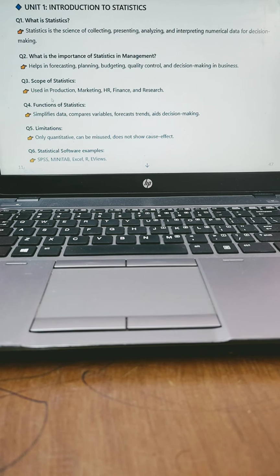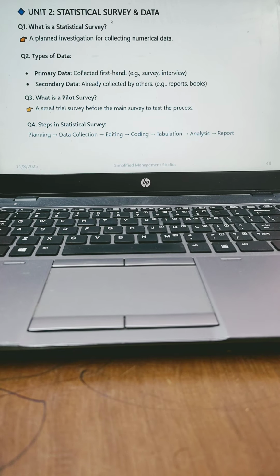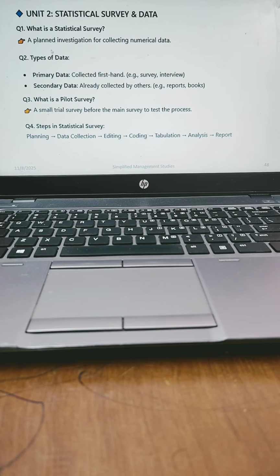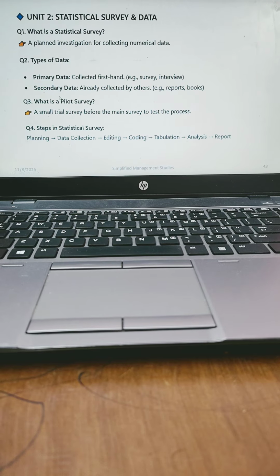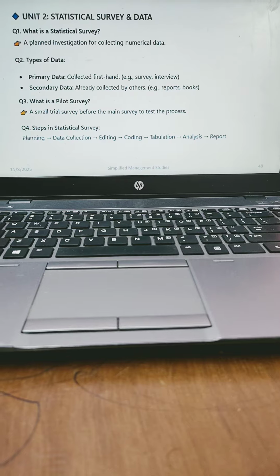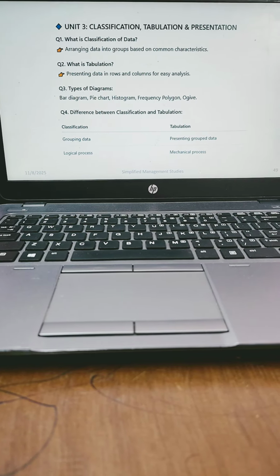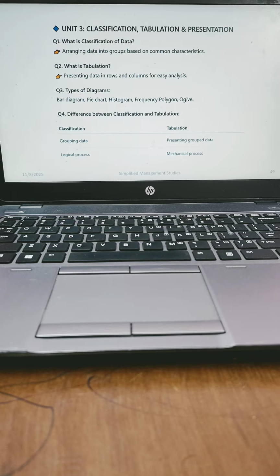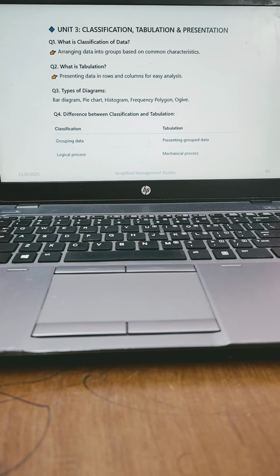There are 6 important questions, but you have to elaborate on them. Second one is statistical survey and data. You will be getting important questions like difference between primary data and secondary data, and the steps of statistical survey. Even classification and tabulation and presentation, that is a most important part of statistics. You will come to know about different types of diagrams.